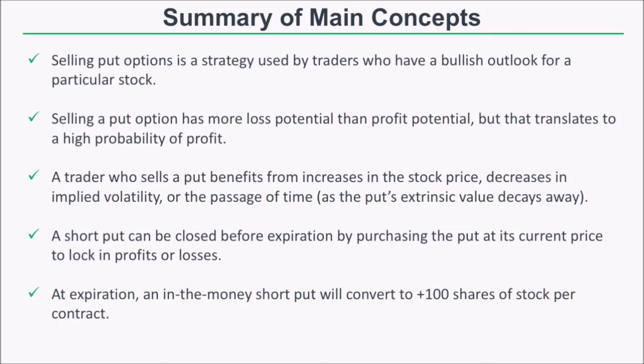Now, at expiration, an in-the-money short put will expire to a long stock position of 100 shares per contract. So if you're short a put with a strike price of $125, you will effectively purchase 100 shares of stock for $125 per share at expiration. However, keep in mind that the premium that you collected initially actually lowers your effective purchase price of the shares.